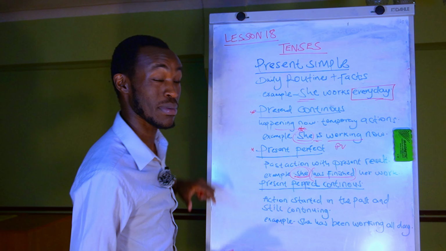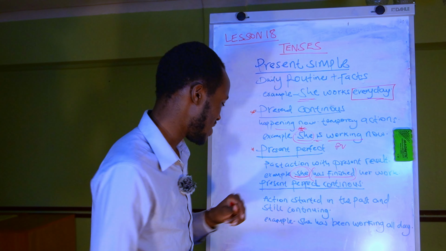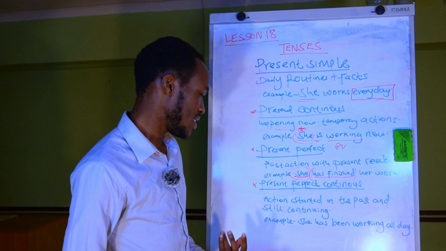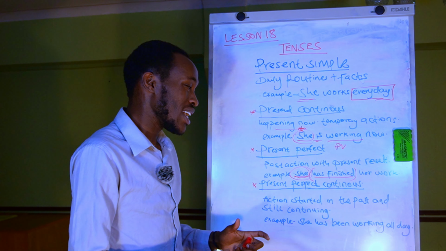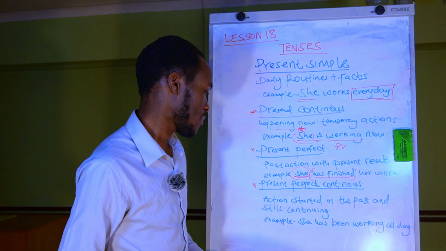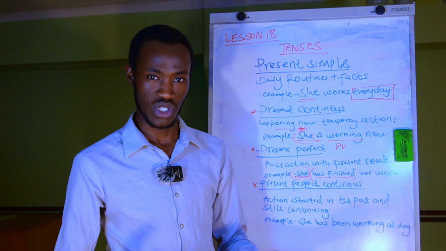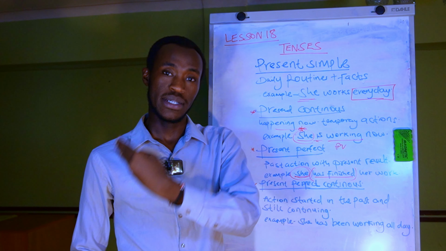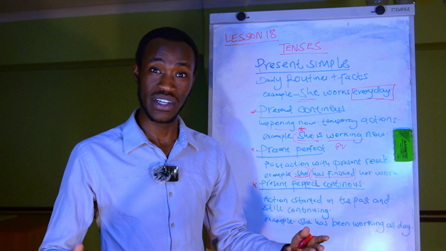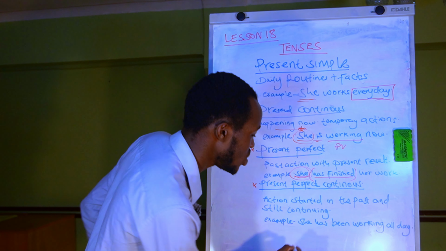We also have the last but very, very important, present perfect continuous. We have the present perfect continuous action. For example, the action that started in the past and still continuing. Simple as that. This action in the present perfect continuous, it started in the past, but it's still continuing. It's still in progress. For example, she has been working all day.